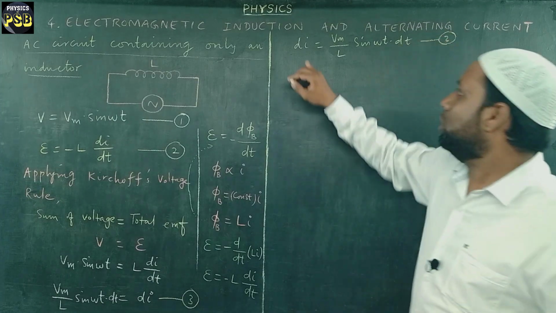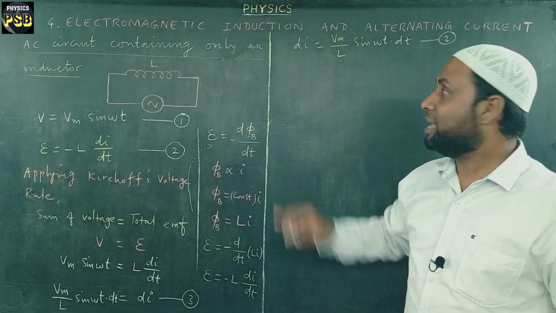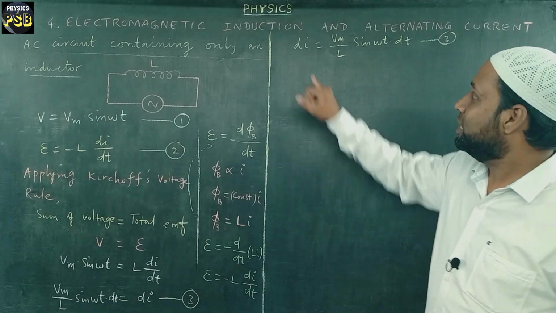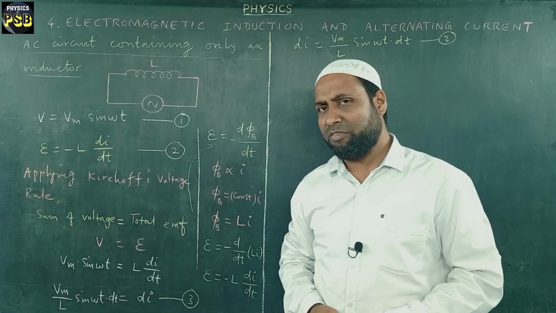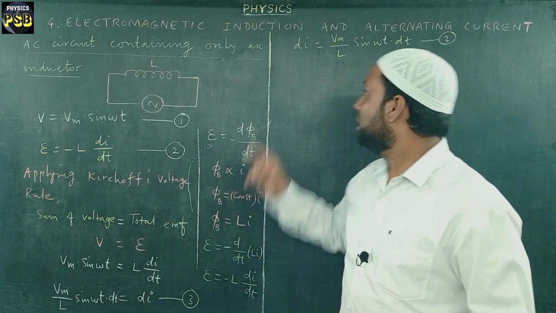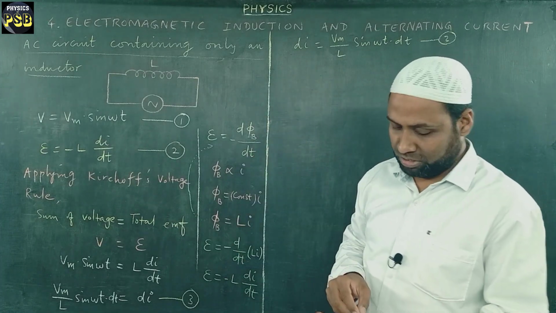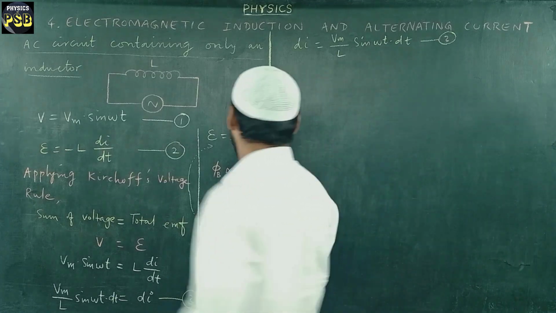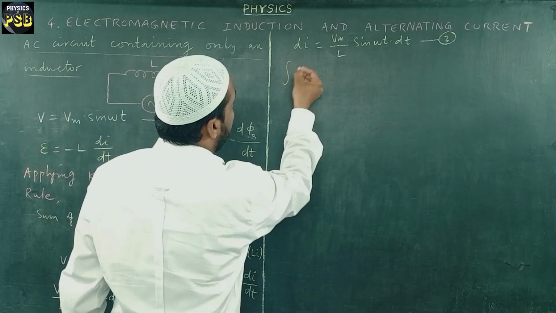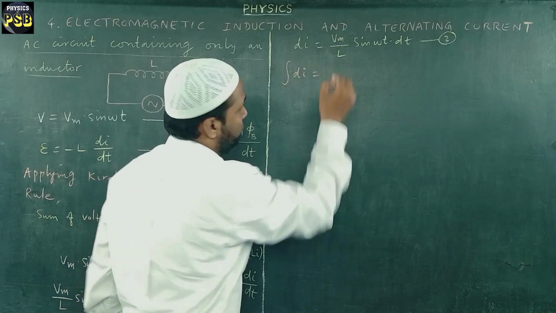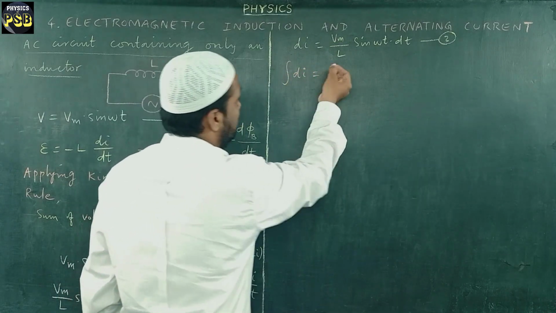Now, to get I from di, I have to integrate this. It is in differential form. The opposite of differentiation is integration. If I integrate this, I will get the I value. So I am going to integrate equation number 3. Integral of di is going to be equal to this.